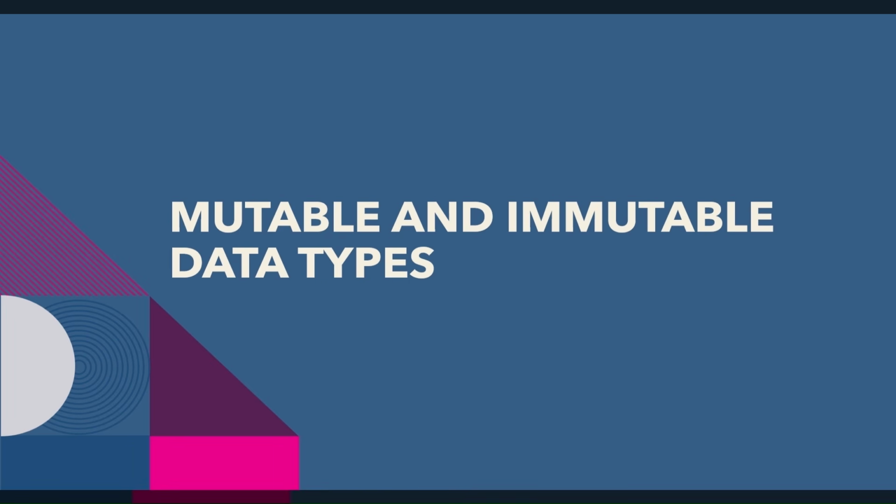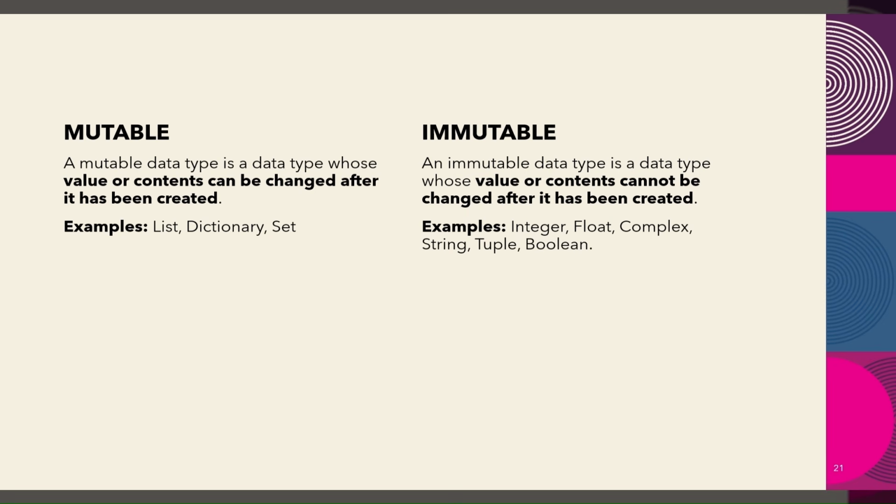Now the very important concept in Python is mutable and immutable data type. This is always asked in exams and in interviews also. So a mutable data type is a data type whose value or contents can be changed after it has been created. Examples for this would be list, dictionary, set. You can think of it as your marks may be changed, your phone number may be changed. So this is mutable data type.